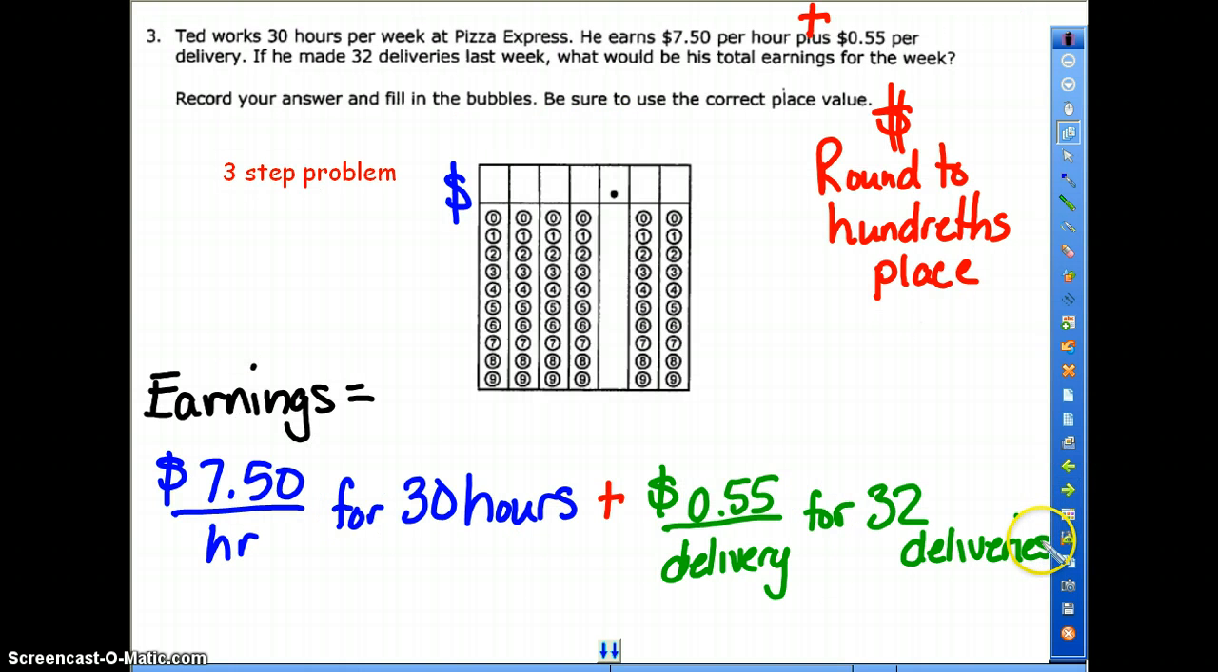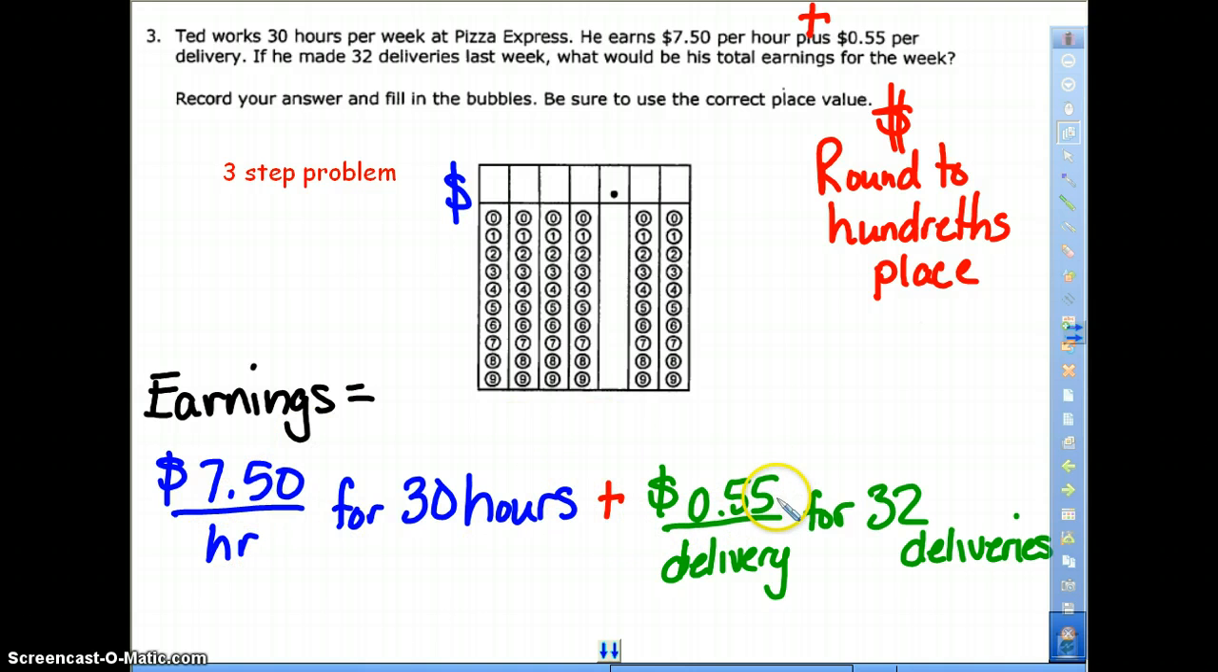Number 3, Ted works 30 hours a week at Pizza Express. He earns $7.50 an hour plus 55 cents per delivery. If he made 32 deliveries last week, what would be his total earnings for the week? And they want you to fill in your answer right here. Okay, so his earnings, is the $7.50 an hour for the 30 hours he works. You got to figure that out first.